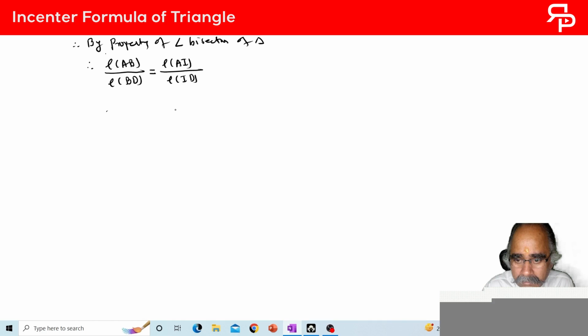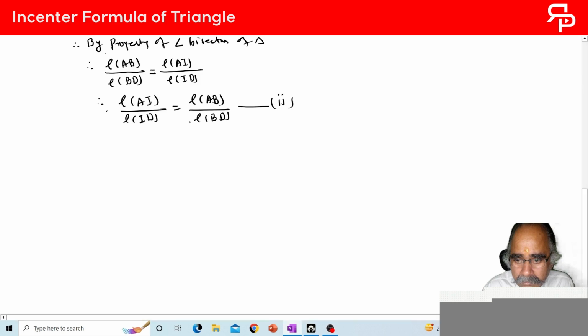Now AI upon ID is the ratio in which I divides AD, but for that we need length BD. Therefore length AI upon length ID is equal to length AB upon length BD. This is equation number 2. Now our aim is what? To find length BD. For that we'll take equation 1 which I gave earlier.